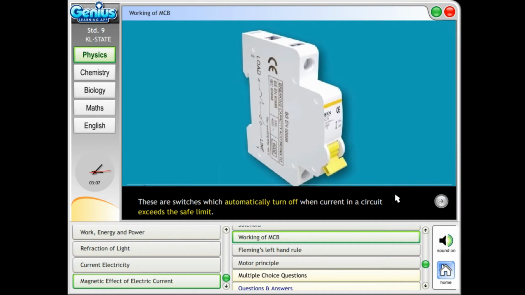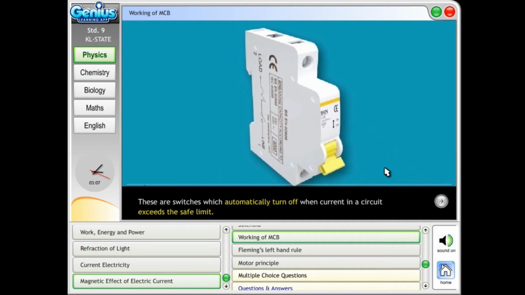MCB, mini circuit breaker. These are switches which automatically turn off when current in a circuit exceeds the safe limit.